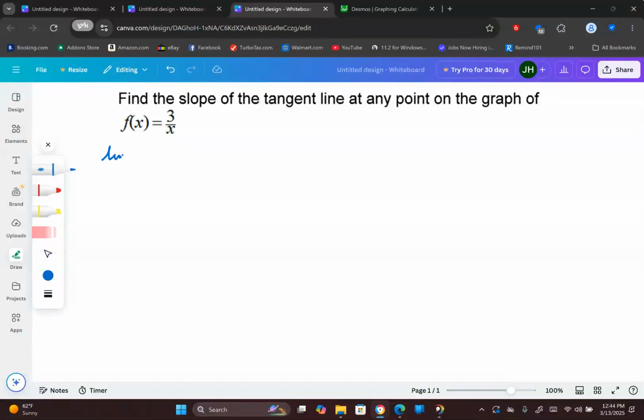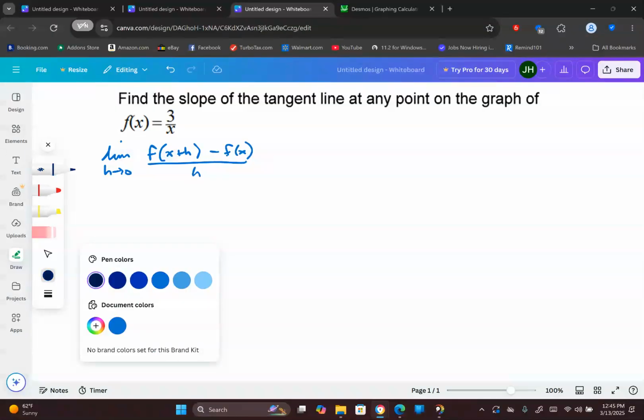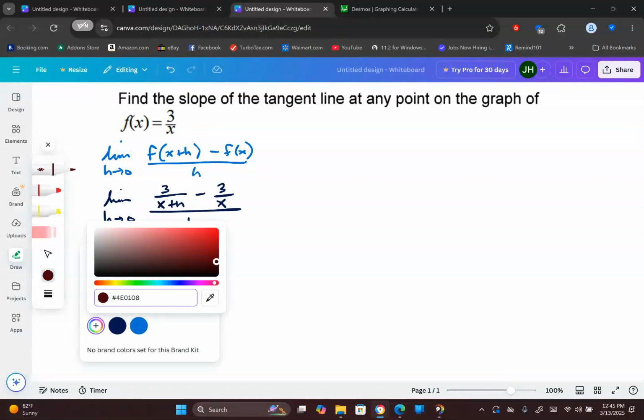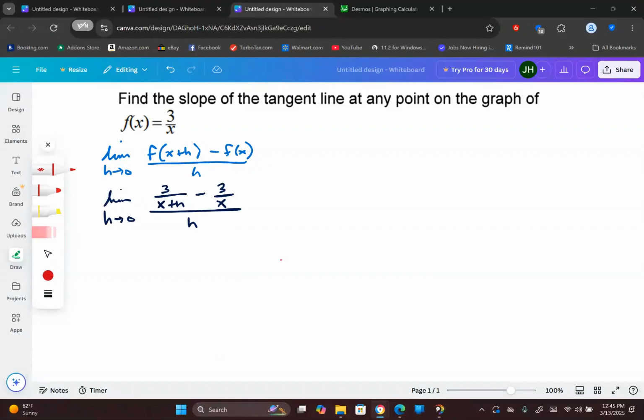I'm going to use the limit as h approaches 0, f of x plus h minus f of x all over h. And this time, just to save some time, I'm not going to use a whole lot of color. F of x plus h would be 3 over x plus h, minus f of x would be 3 over x, and on the bottom I'd have h. Now, thinking common denominators, with a complex fraction like this, I've got to multiply by x here and here. I've got to multiply by x plus h here and here.